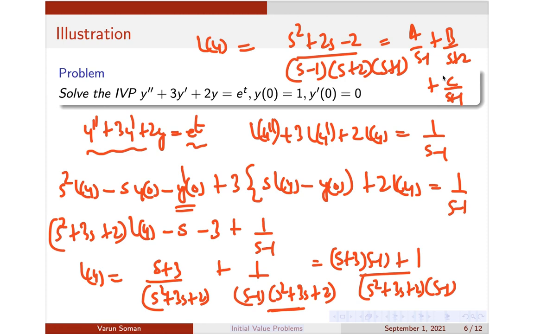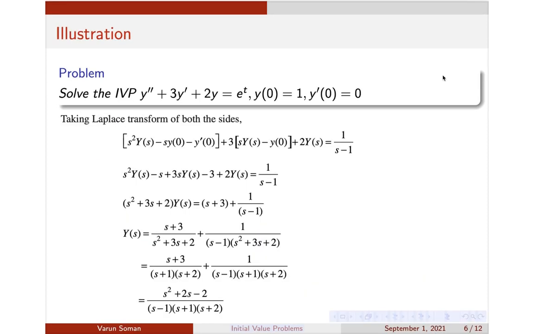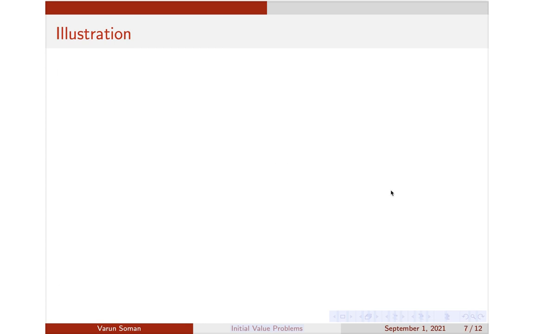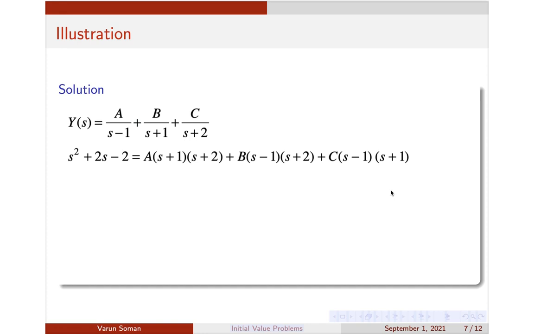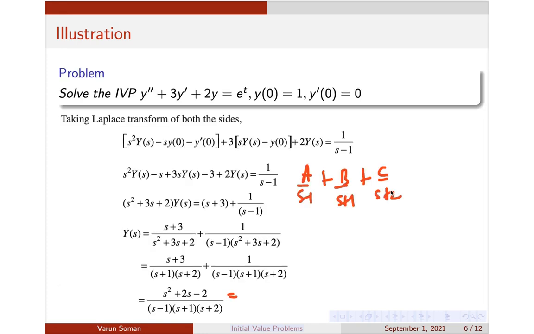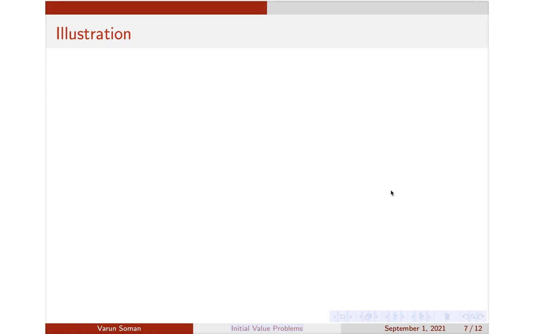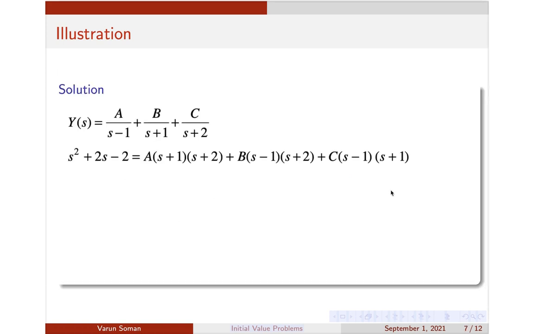Before that, this is the one which we have got here, and I'll be splitting it as a by s minus 1 plus b by s plus 1 plus c by s plus 2. Let us try to find the values of a, b and c. How will you find them? You write it like this. When you take the LCM, your numerator will become like this. You substitute some values here.